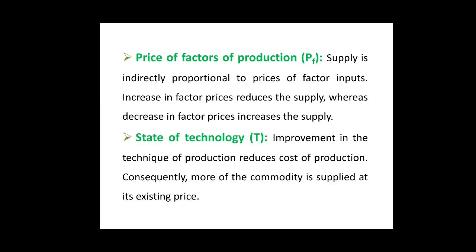Another important factor is price of factors of production. Students, price of factors of production is also an important determinant of supply. That is, the supply of a commodity is also affected by the price of various factors of production, or we can say input prices used for the production of the commodity. Supply is indirectly proportional to prices of factor inputs, or we can say the supply of a product and cost of production are inversely related to each other.